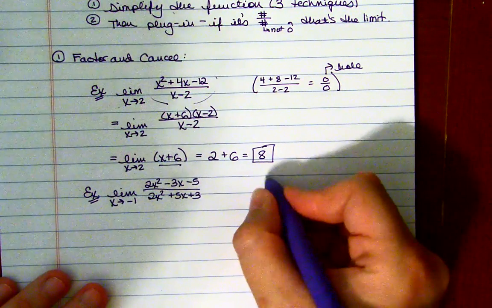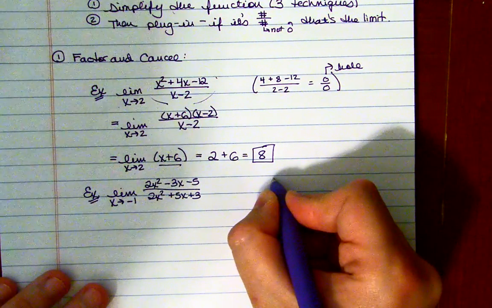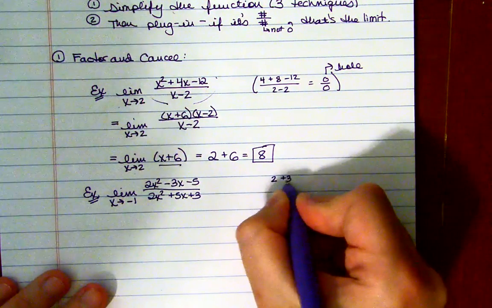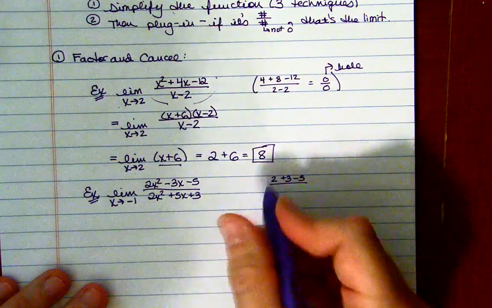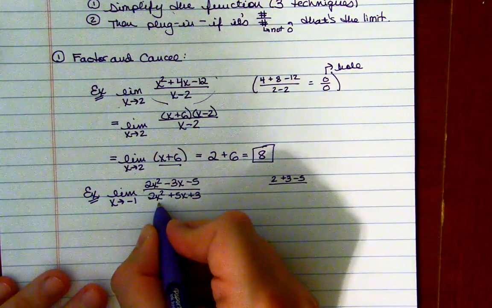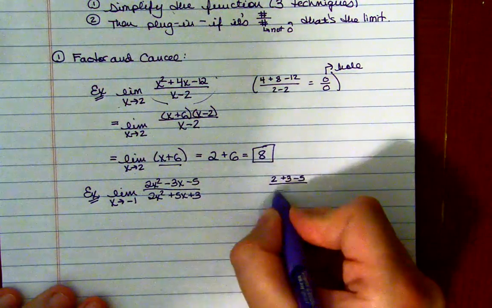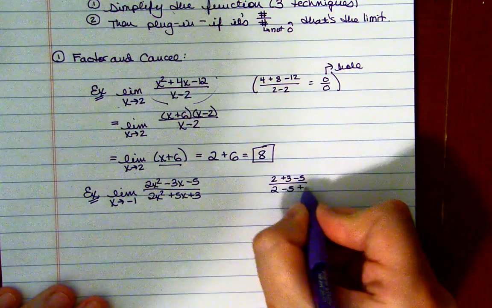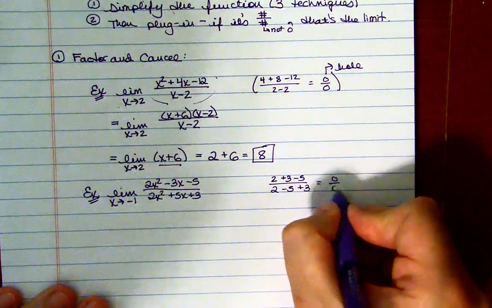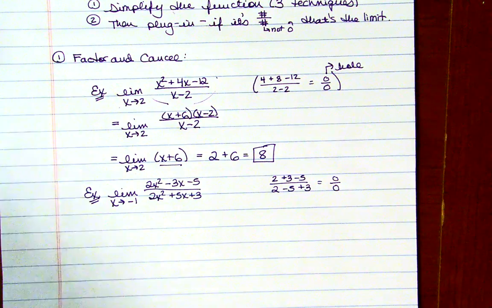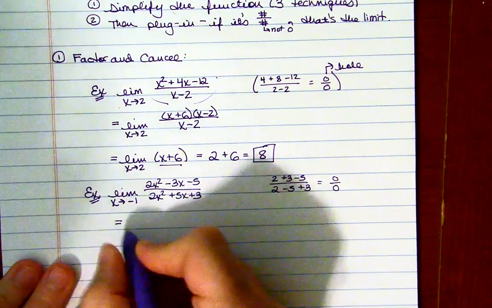Well, I'm going to first plug in, and I'm going to get 2 times negative 1 squared, that's 2, plus 3 minus 5, 0 on the top, but that's not quite good enough. Negative 1 squared is 1 times 2, minus 5 plus 3. This looks like 0 over 0. Yep, I've got to do some simplifying, because it probably has a hole.